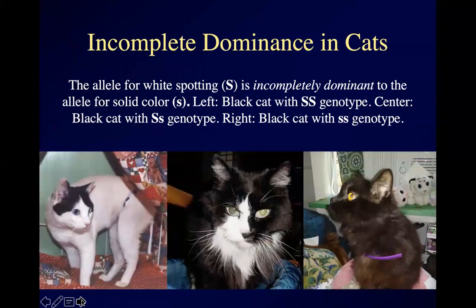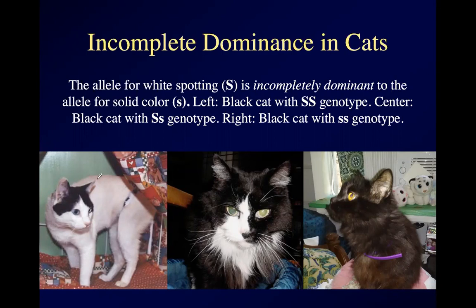If you want a nice kitty cat example, there is an allele in cats for white spotting. The allele for white spotting, which we can write big S, is incompletely dominant to the allele for solid color, no white spotting, which is little s. All three of these cats are basically black cats. They all might well have genotype big B for fur color, because the base fur color is black.